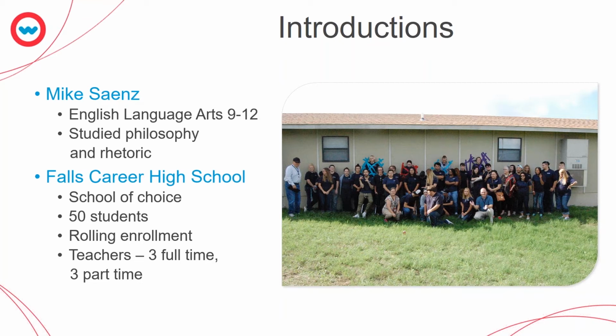But it's a school of choice in the sense that we take applications. Students aren't forced to come here. So there's rolling enrollment, so students are on different lessons at different times. At any given week, we might have new students enroll. We only have about 50 students, which is nice. It allows us to do a lot of fun things. And we have 3 full-time and 3 part-time teachers.